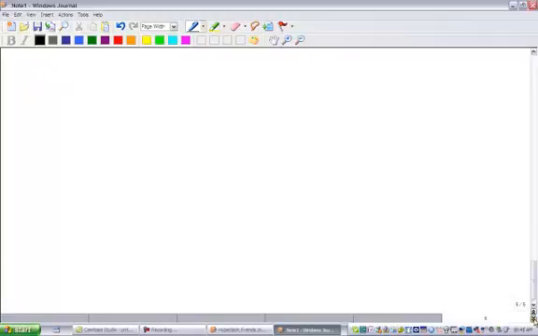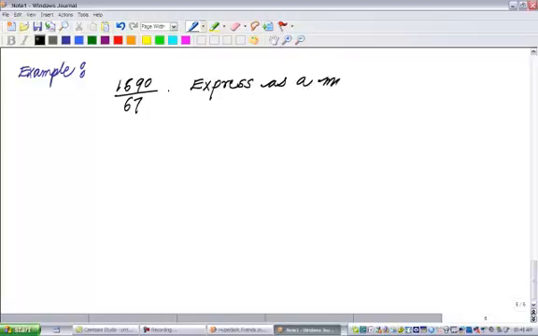Okay, let's do one more. Let's say I have the fraction 1690 divided by 67, and I want to write it as a mixed number, okay? So express as a mixed number. Okay, so what should we do? We start with 1690.